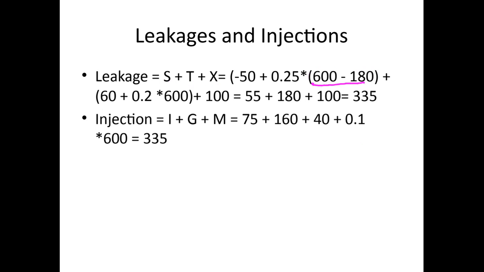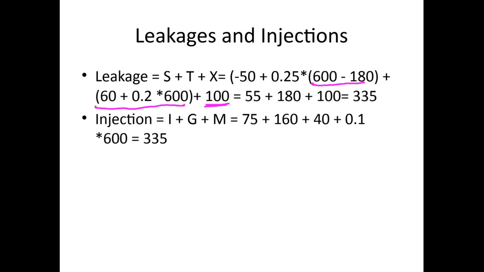Why do I keep writing Y as 600? Because I've already calculated the equilibrium level of income, that is 600. And exports is autonomous, independent of income, 100, which we know. So this is equal to 335.